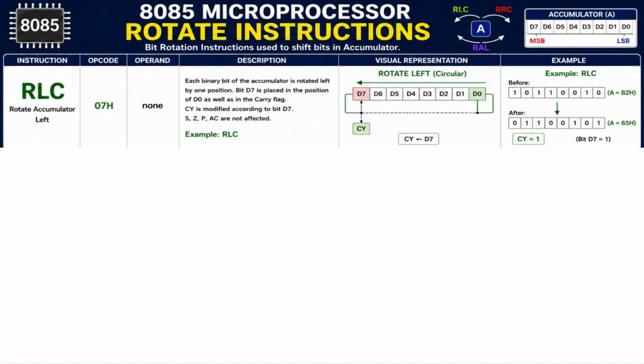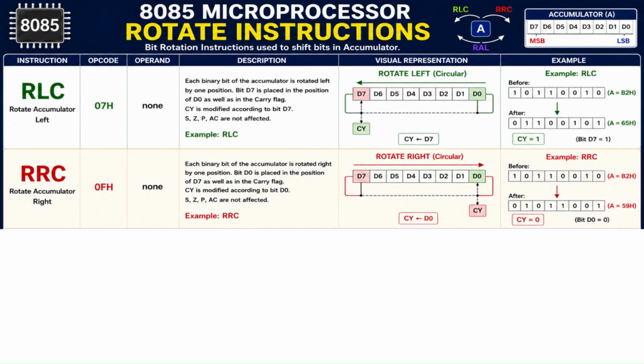Let's see the example. Initial accumulator contains B2H, which is 10110010. Let's perform the left rotation. The leftmost bit is 1, it comes out of D7. That bit enters the carry flag. At the same time, the same bit is placed back into D0. So after execution, the binary becomes 01100101. Converting this into hexadecimal, we get 65H. Therefore, the accumulator becomes 65H and the carry becomes 1 because the original D7 was 1.